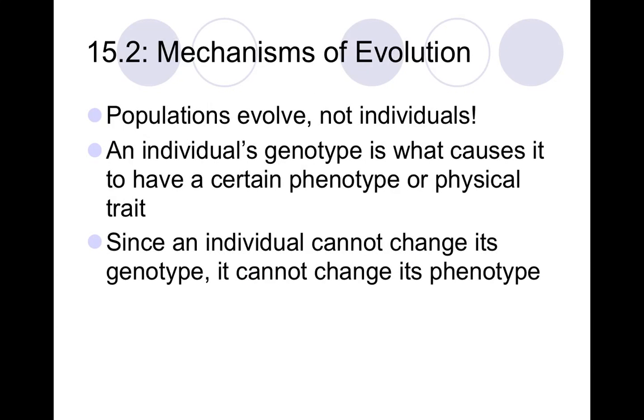So let's talk about the mechanisms of evolution. Populations evolve, not individuals. You really need to keep that in mind. In other words, an individual's genotype is what causes a certain physical characteristic. Since that individual cannot change its genotype, it cannot change its phenotype. So it's not the individual that's going to change. The population is going to change. When we looked at those camouflages, it was not the individual beads that turned color. Your pinks didn't turn to purple that lasted. The population changed to be the more purple.